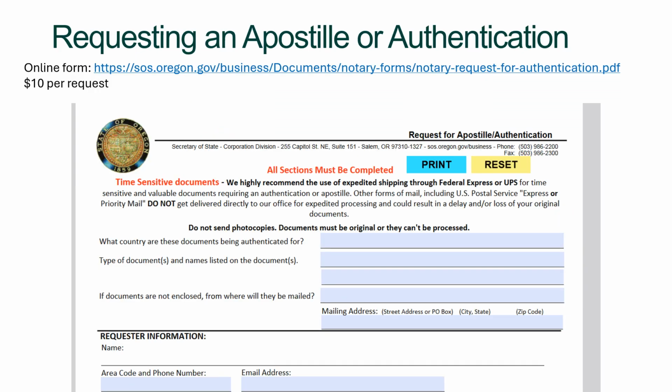A request for an apostille or authentication may be submitted to the Secretary of State either by mail or in person. When the customer submits the request by mail, they submit this request form along with the document and certificate, to the Secretary of State. If the customer presents the document in person, a Secretary of State staff member will gather the information on this form before processing the request. Whether the request is submitted in person or by mail, the cost for the certification is $10 per request.